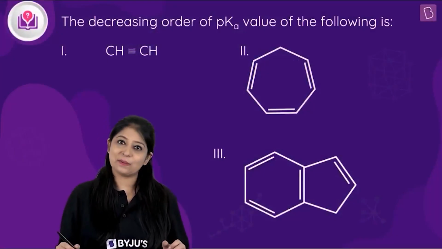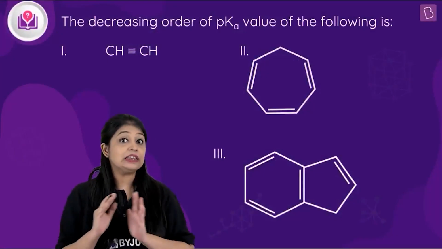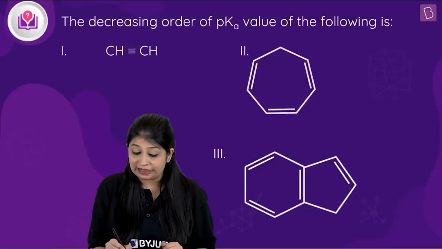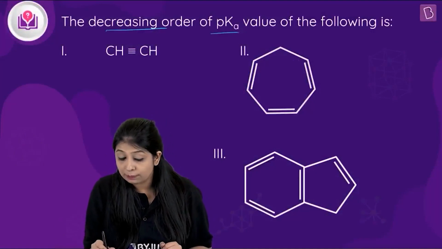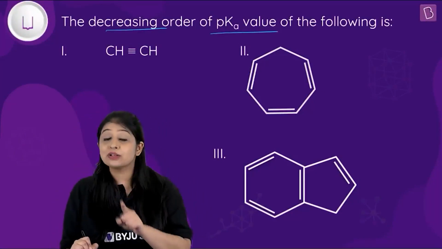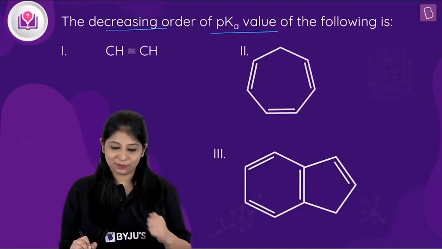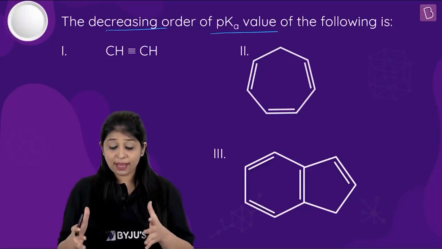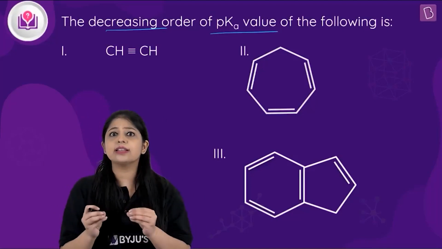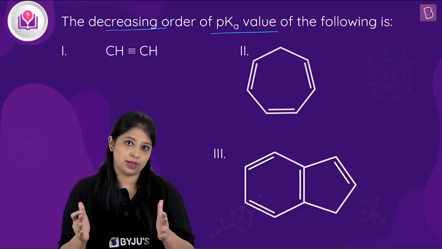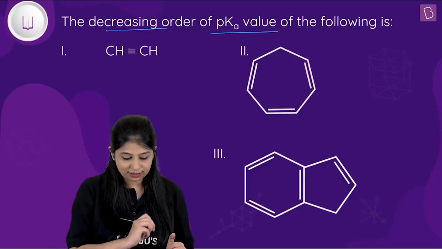Let's have a look at this question. Here we are given 3 compounds and we have to find the decreasing order of their pKa values. And you know that the higher the acidic strength, the lower will be the pKa value. So while comparing the acidic strength, the first thing you have to do is find out their conjugate bases. Let's do that first then.